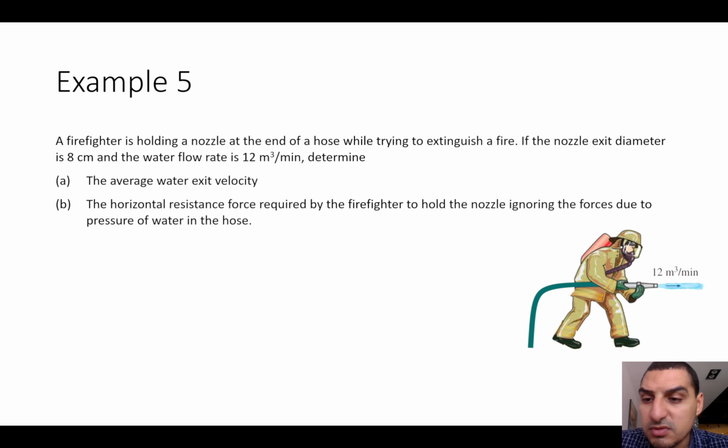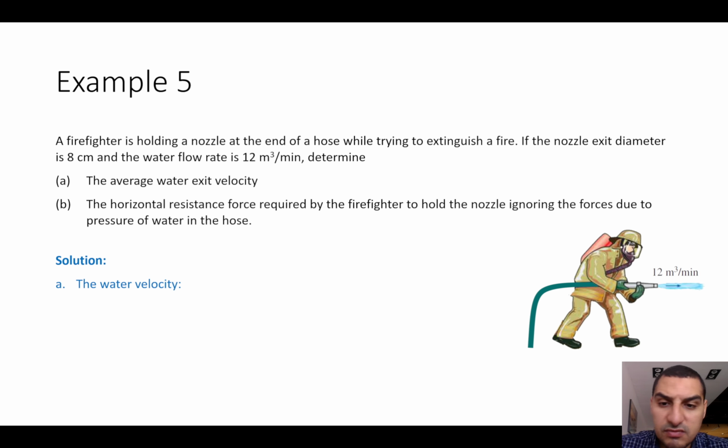We have one last problem here. We have a firefighter holding a nozzle and extinguishing a fire. The exit diameter is 8 centimeters and the flow rate is 12 cubic meters per minute. We want to calculate the average water velocity at the exit and the horizontal resistance force needed by the firefighter to hold the nozzle. For the first part, it's simple.